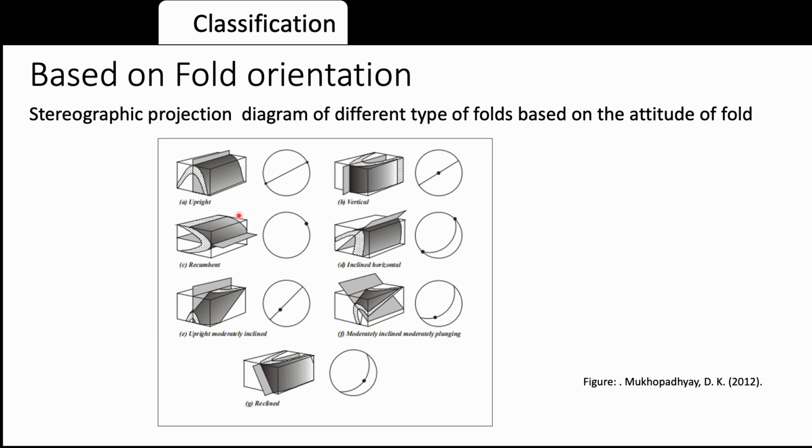In the recumbent fold, the axial plane is nearly horizontal and the hinge line also is horizontal. That's why we have a dotted line at a circle, a great circle.